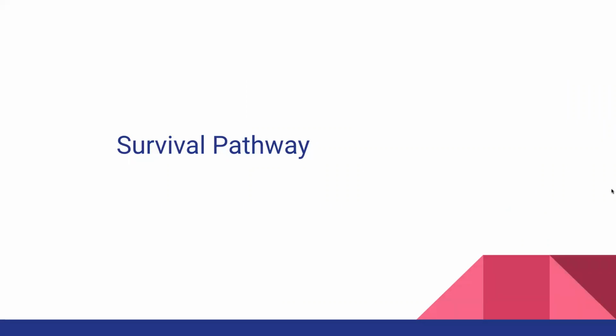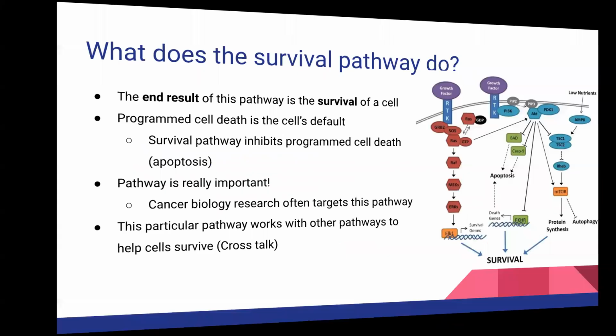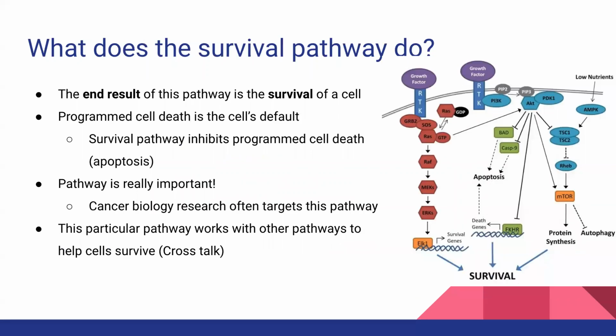So first, we're going to be going over the survival pathway. The end result of this pathway is the survival of a cell. When it's not activated, programmed cell death is the result. The pathway is really important in cancer biology research, and it works with other pathways to help the cells survive. So that's an example of crosstalk.